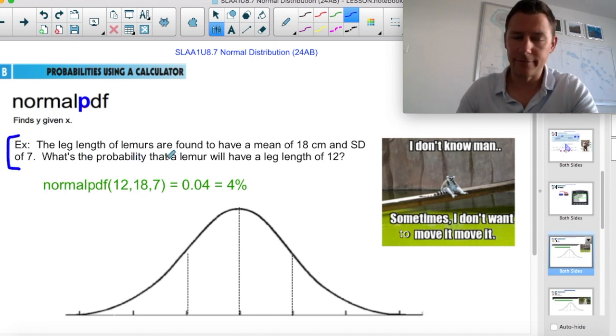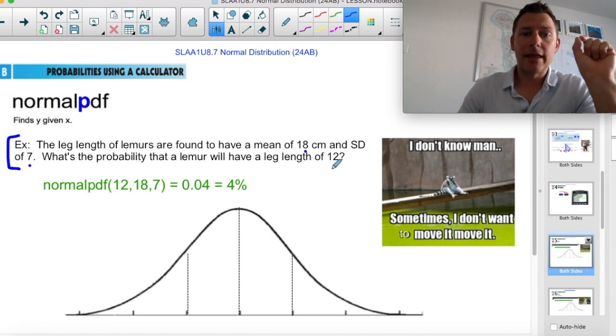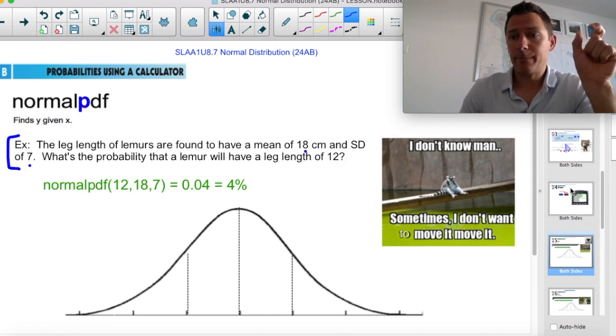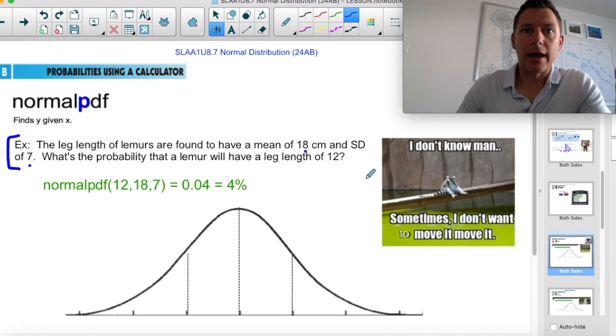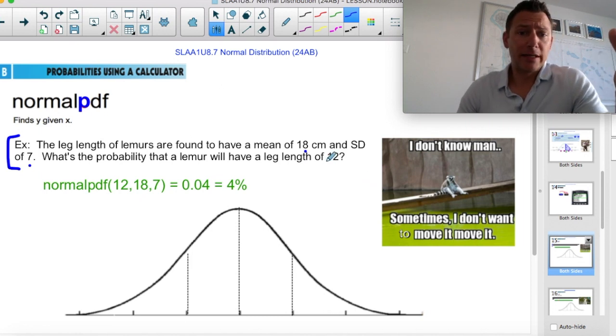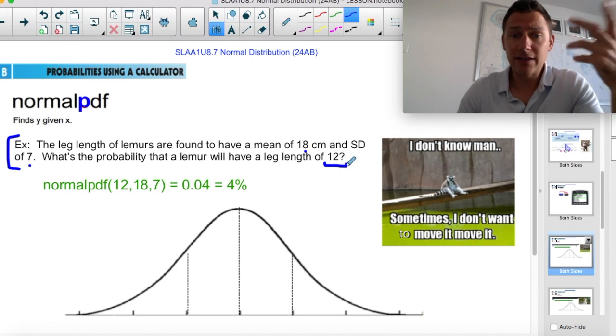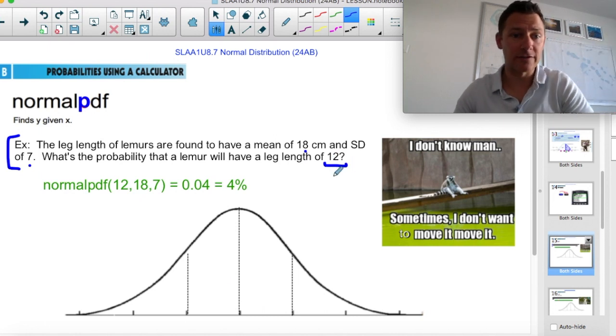The leg lengths of lemurs or something are found to have a mean and a standard deviation. Great. What's the probability of having a leg length of exactly 12? Well, I don't know if you made a costume for a lemur and it only fits a lemur with a leg length of 12. I don't know why you need this information. I'm just a statistician, so this is how you'd work it.